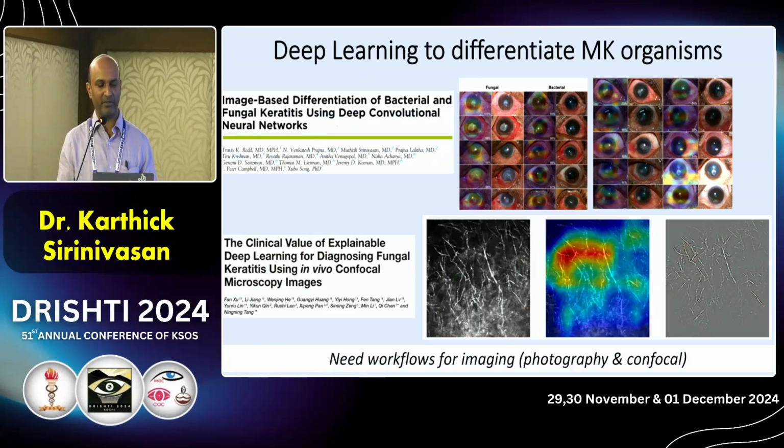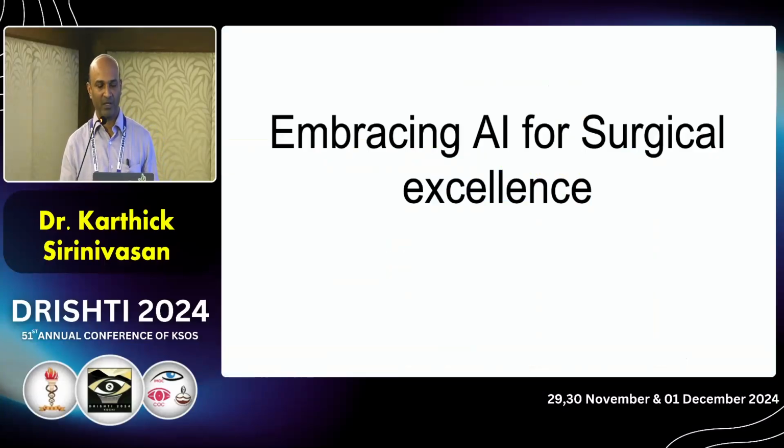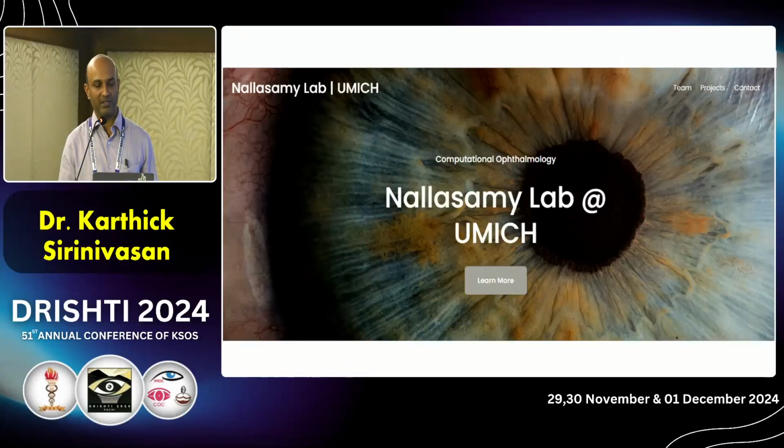And we have also tried to differentiate fungal keratitis from bacterial keratitis without using a Gram stain or other stains. Just by looking at the photograph, the algorithm comes up with a plan of saying this is fungal or this is bacterial. And we also use confocal imaging in vivo to make out what kind of infiltrate it is.